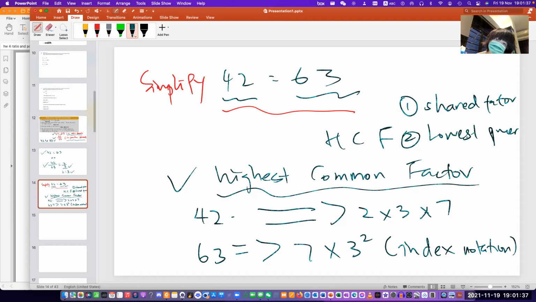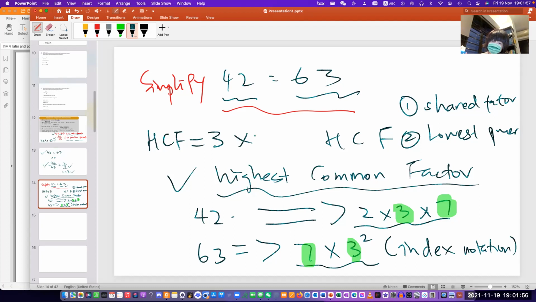Right? If you can remember. So over here, you can look at this 2 × 3 × 7, and then this is 7 × 3. So I can see two shared factors here. One of them is 3, and the other one is 7. So the HCF is 3 times 7.